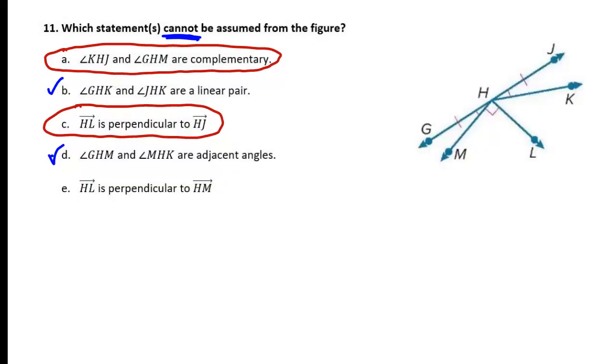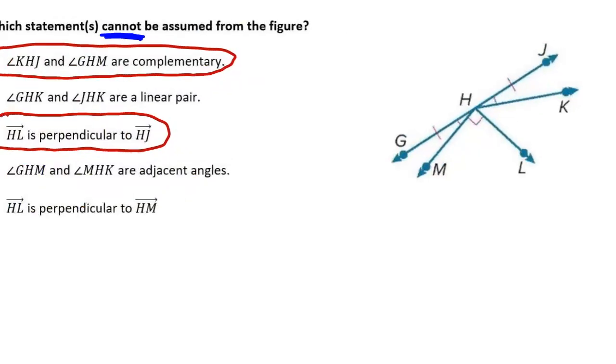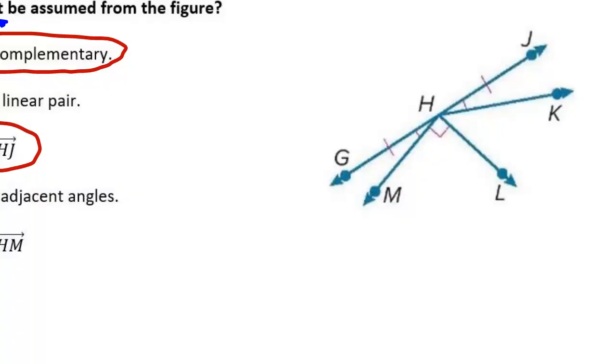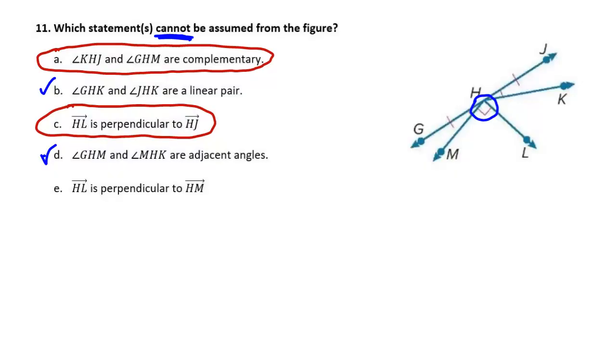Now this one gets a little tricky. Ray HL is perpendicular to ray HM. This one I can assume from the figure because why? What's in this picture that lets me make that assumption? The box. If the box wasn't there, then I couldn't make that assumption. But because they drew the little box in the corner, I can make that assumption.